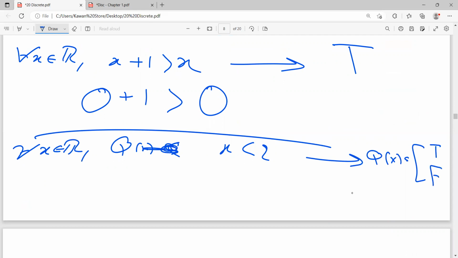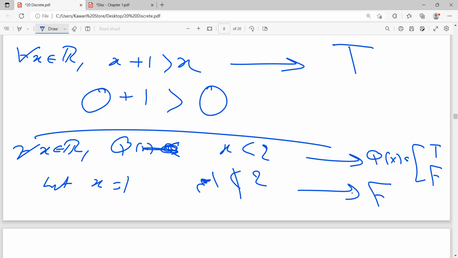Yalla. If you have x less than 2, is that true for all real numbers? No. Give me one example, that's enough. For example, 1, 0, minus 1, minus square root of 2, whatever you like. So minus 1 or 1 is not equal to that. So the result is what? It's false. You got it?